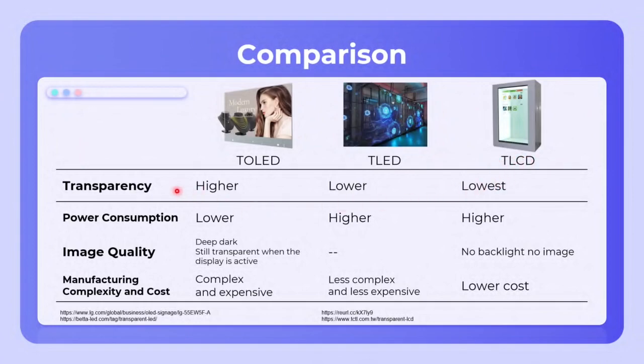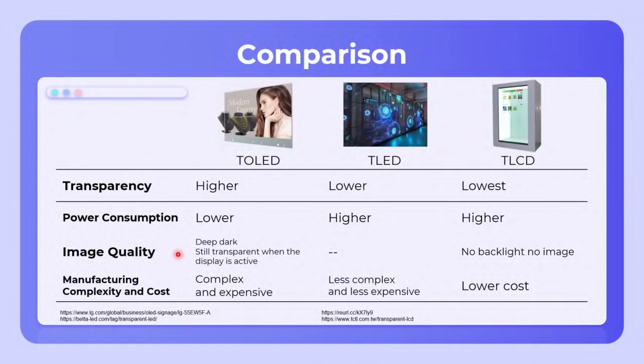And comparing these three on transparency, the transparent OLED has the highest transparency, the transparent LED is lower, and the transparent LCD is lowest. And then we compare the power consumption. The transparent OLED is lower, and the transparent LED and LCD are higher.